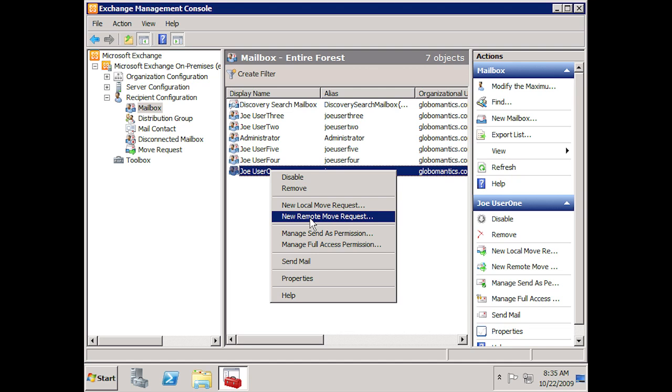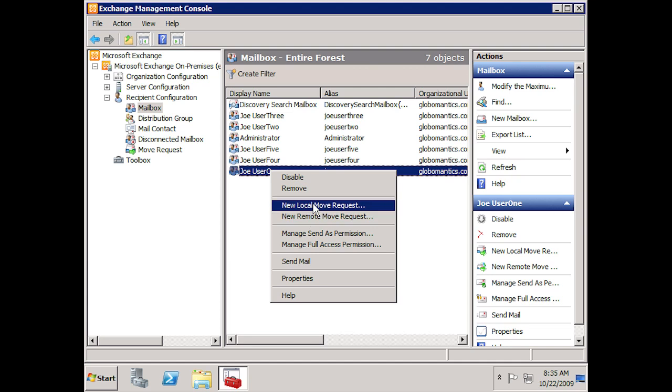The other item here is new remote move request. This is for moving mailboxes to servers in another forest altogether, not within your organization, but off in another organization. And so that's not really part of the scope of a transition discussion. So we'll leave that for another time.